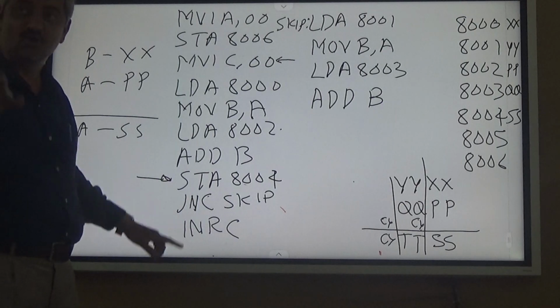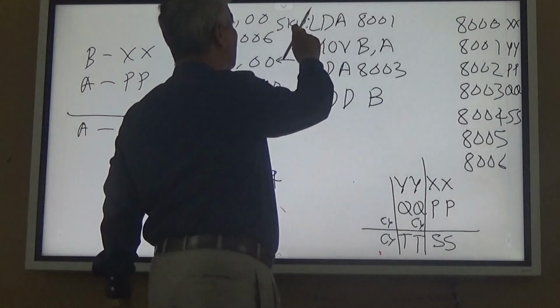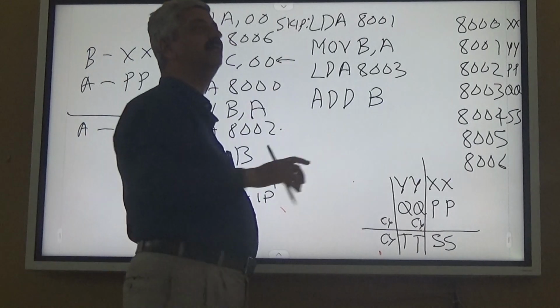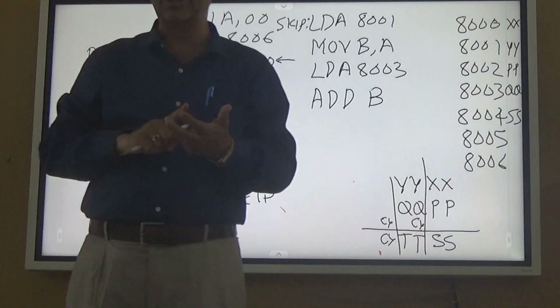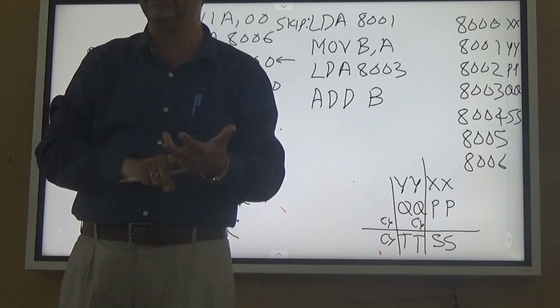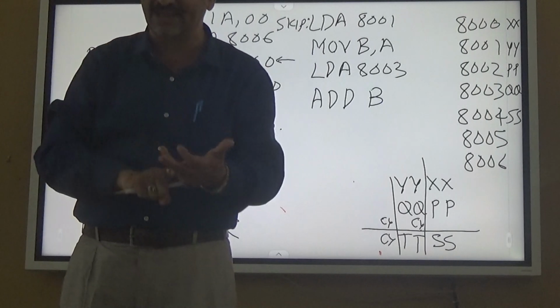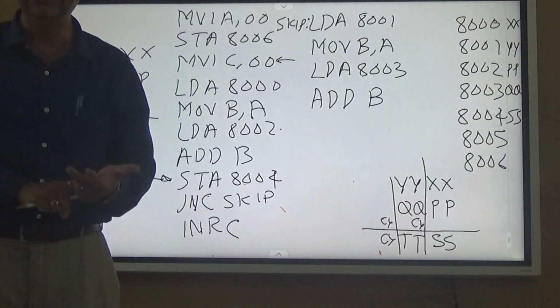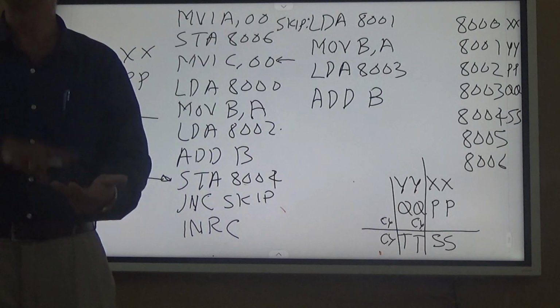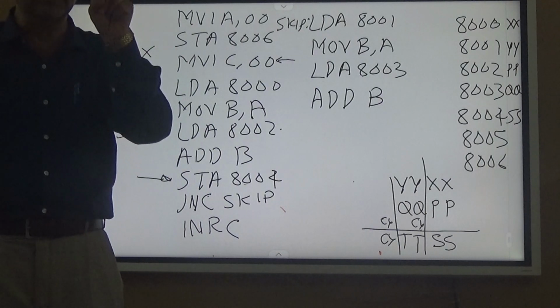increment C. So can I say that when I come here, now I have to perform addition of 3 numbers, one at 8001, another at 8003, and the third in C. Is it right? Everybody got it?